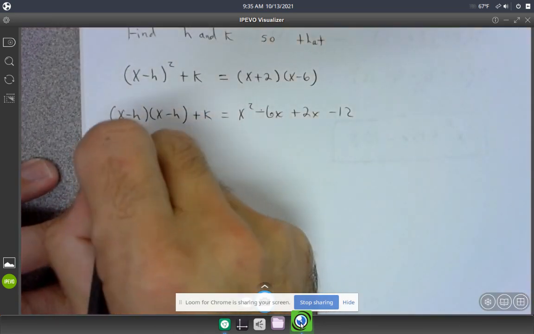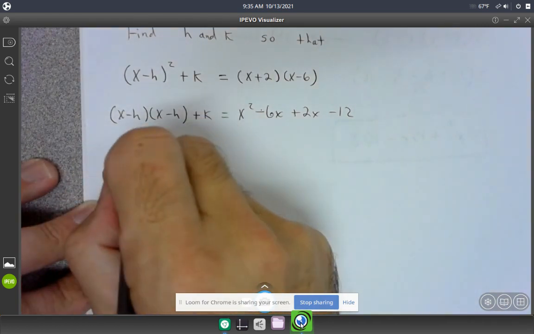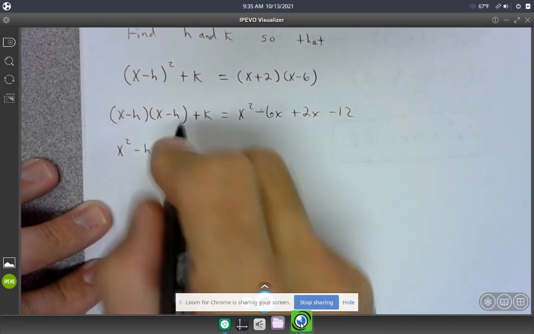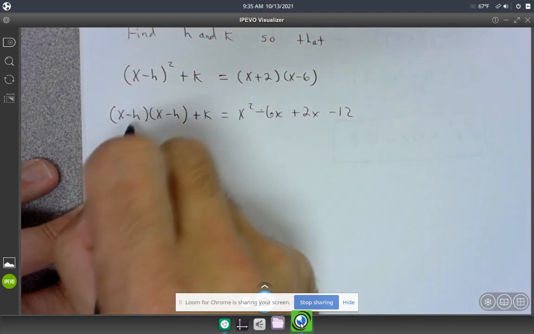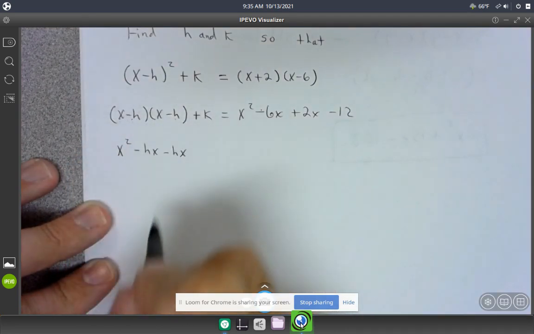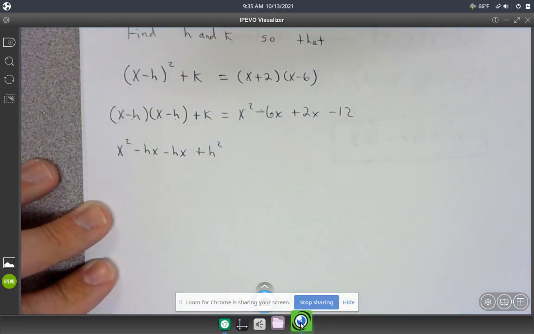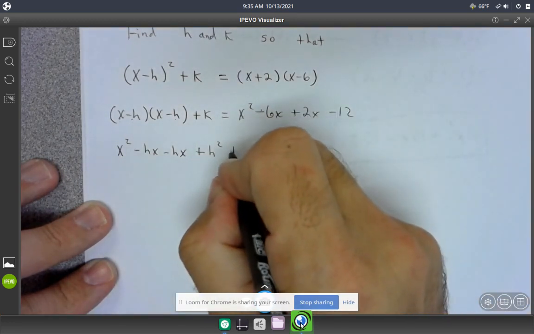So x times x will be x squared. Your x and your negative h, that'll be a negative hx. A negative h times an x will be another negative hx. And then a negative h times a negative h, that'll be a positive h squared. And then I've still got that plus k at the tail end.